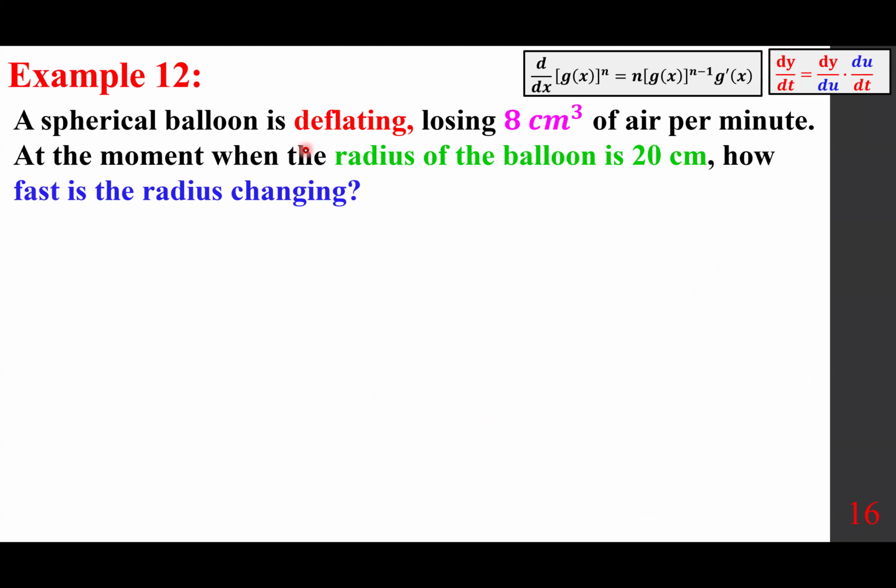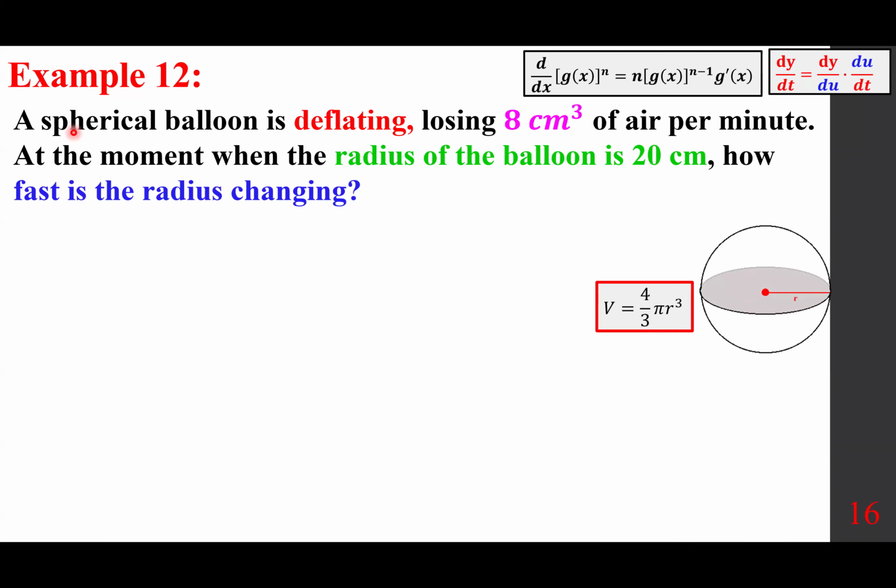A spherical balloon is deflating, losing 8 cubic centimeters of air per minute. At the moment when the radius of the balloon is 20 centimeters, how fast is the radius changing? We are dealing with a spherical shape, so we should know the volume is 4/3 pi r cubed. So we have the formula.